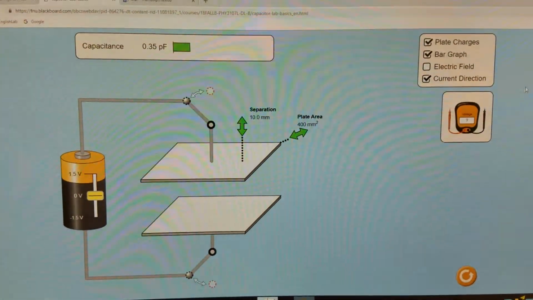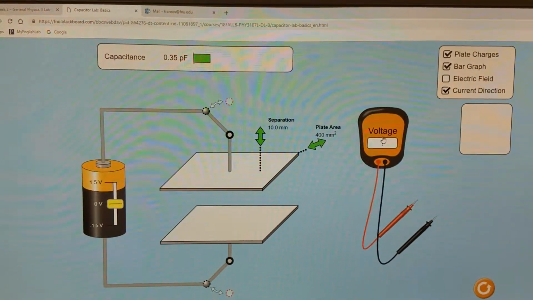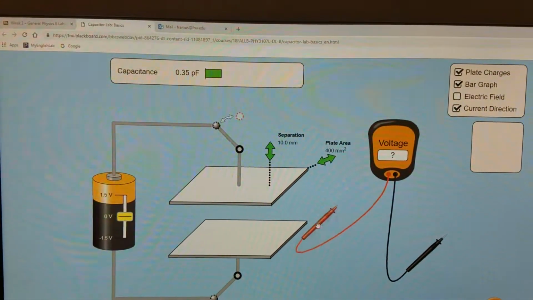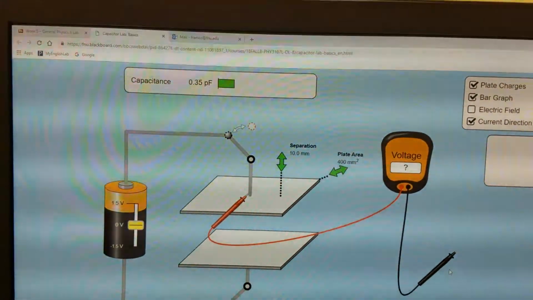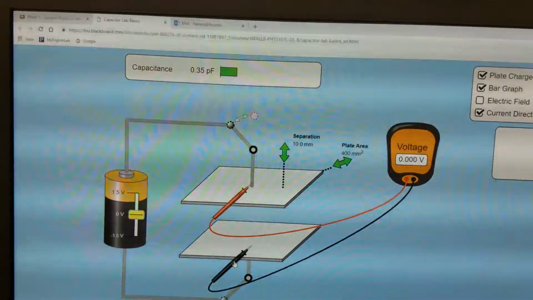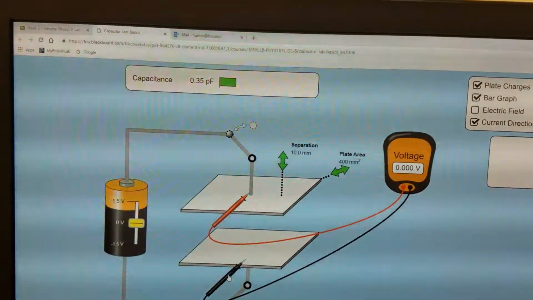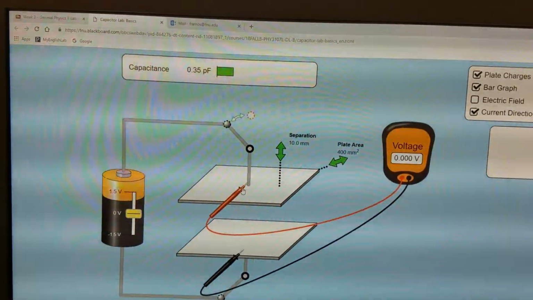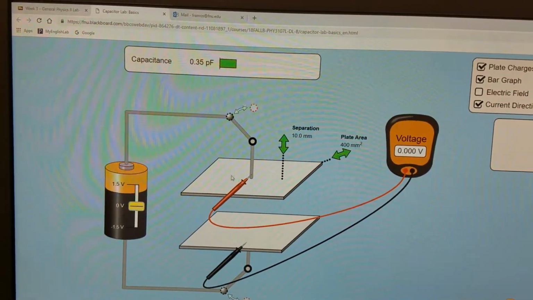Here we have also a multimeter. In this case, we're going to be using this multimeter to measure the voltage. So I can find here the voltage between plates. Just put in these multimeter devices used to measure, on the plates.